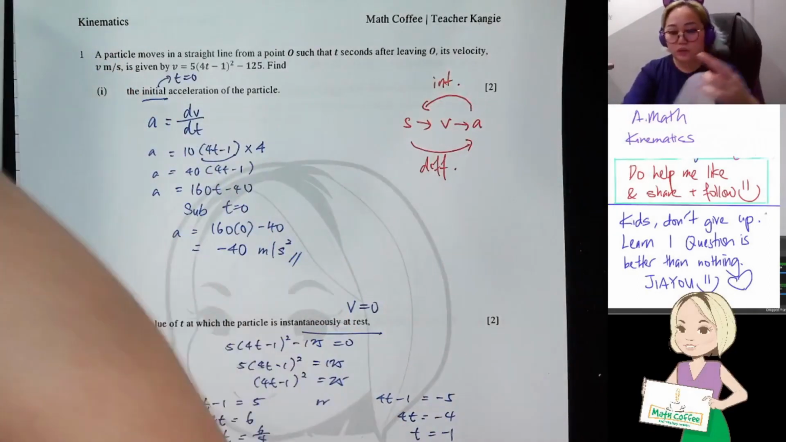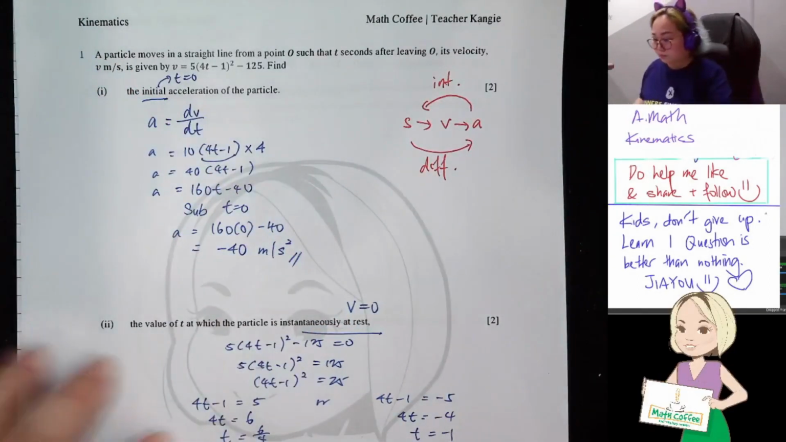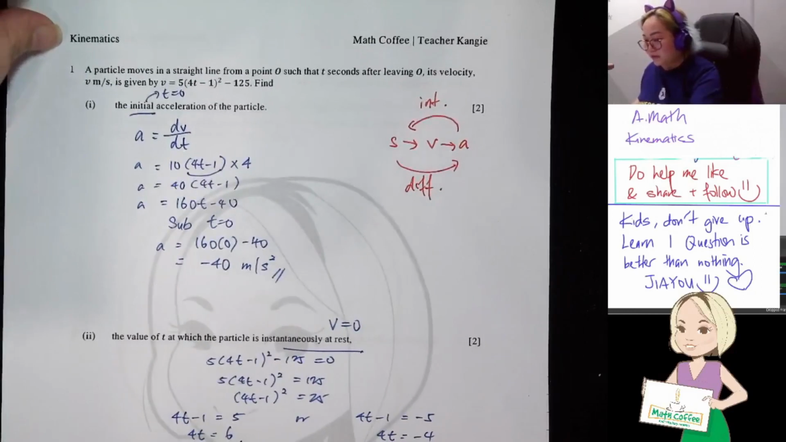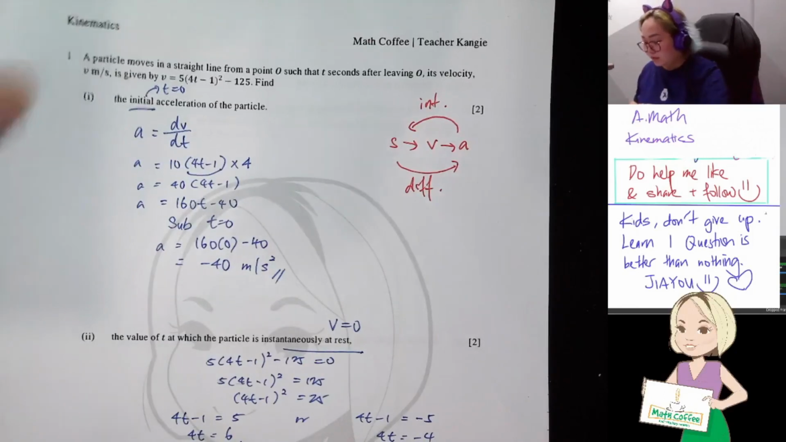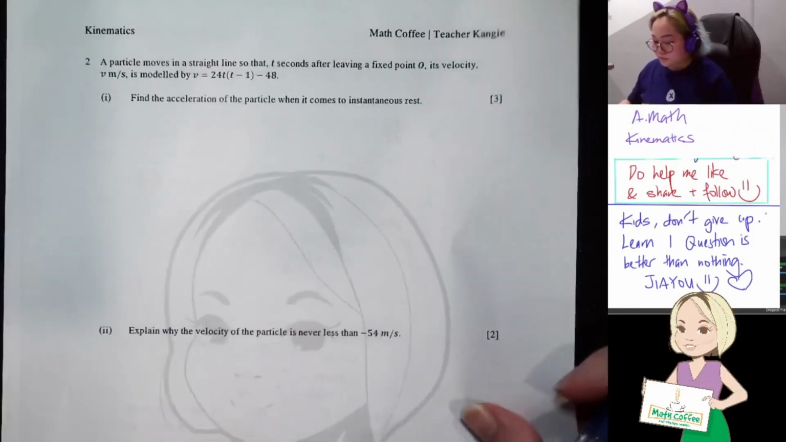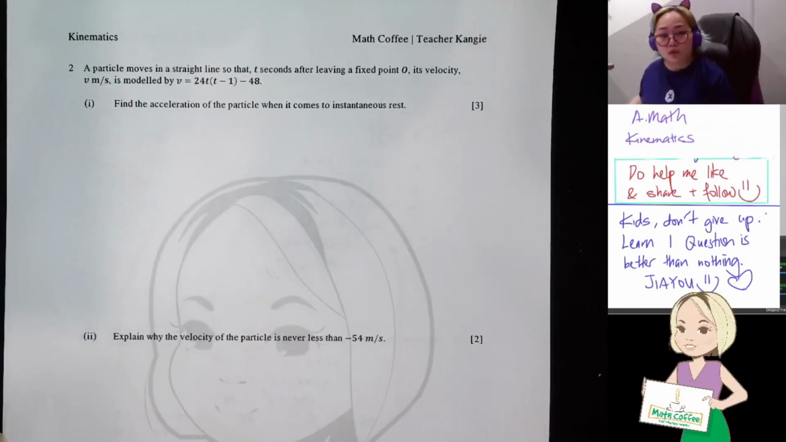Let's move on to question number 2. No, this is not A level, this is O level. AMath Express, Sec 4 Express O level. Okay, so now let's take a look at question number 2.